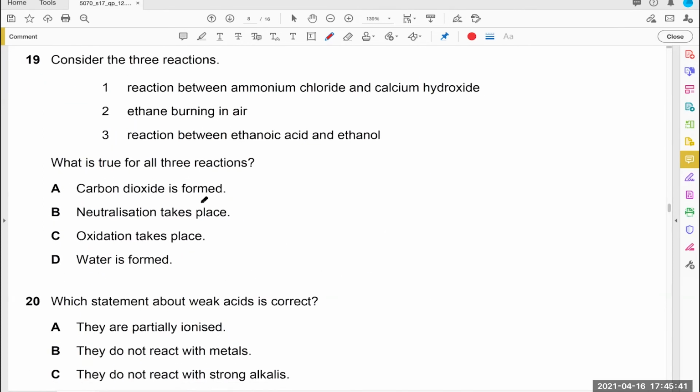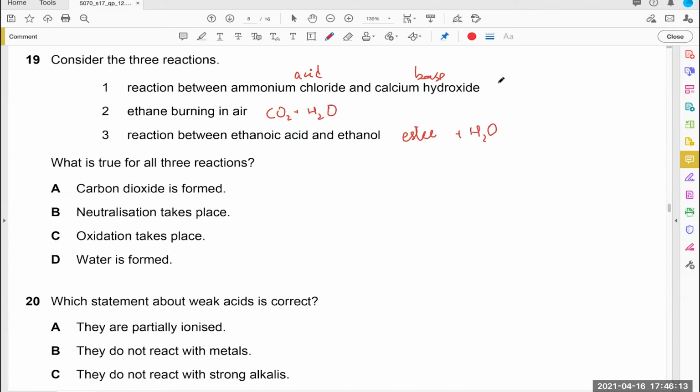All right. Consider the three reactions. What is true for all three reactions? देख लेते हैं. Reaction between ammonium chloride and calcium hydroxide. Ammonium chloride is an acid, calcium hydroxide is a base. They react, they produce ammonia gas, water, and all that. This is a neutralization reaction. Ethane burns in air. Ethane produces carbon dioxide, steam, and that's it. Reaction between ethanoic acid and ethanol produces ester and water.